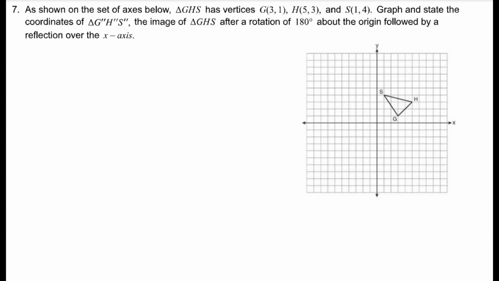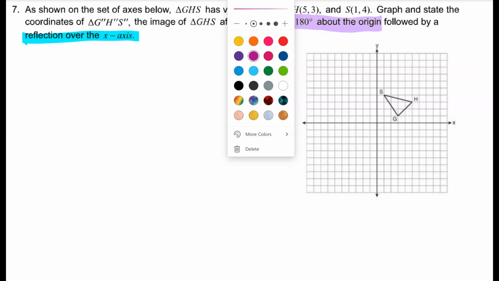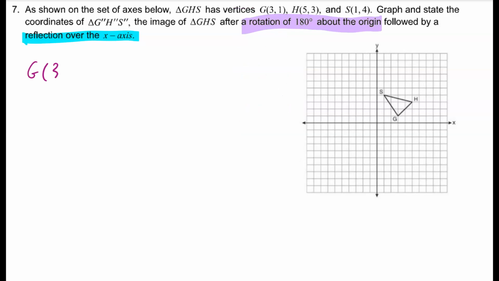As shown in the set of axes below, triangle GHS has those vertices. Graph and state the coordinates of G double prime, H double prime, S double prime, the image of triangle GHS after a rotation of 180 degrees about the origin, followed by a reflection over the x-axis. So the followed by is going to be the second transformation here. The first thing we're going to do is rotate.